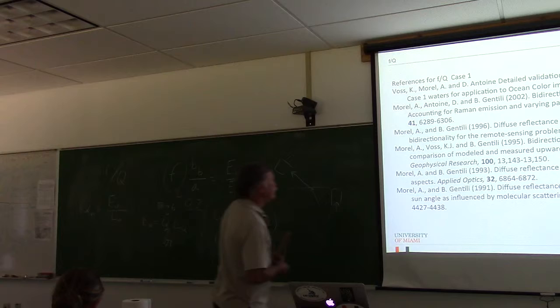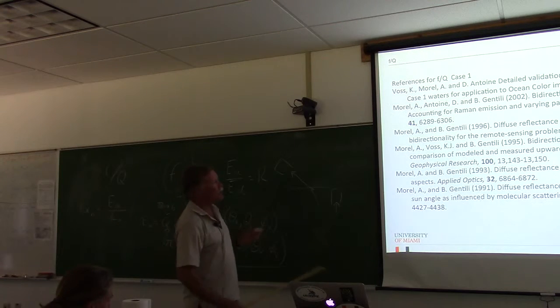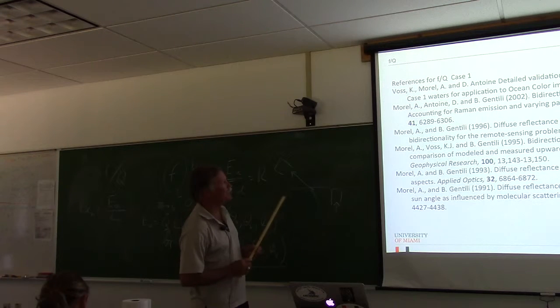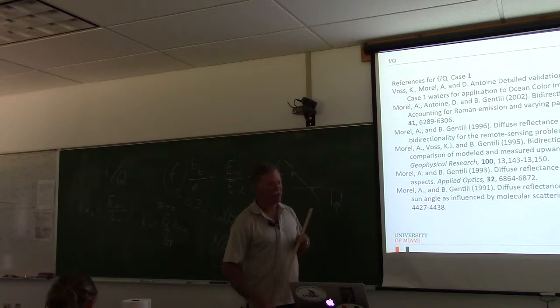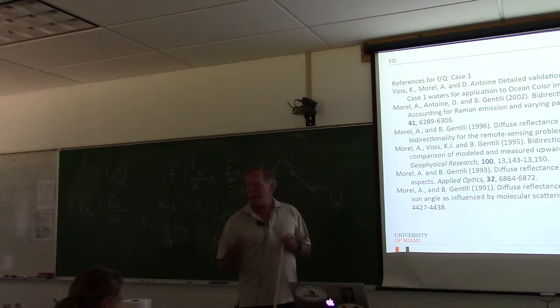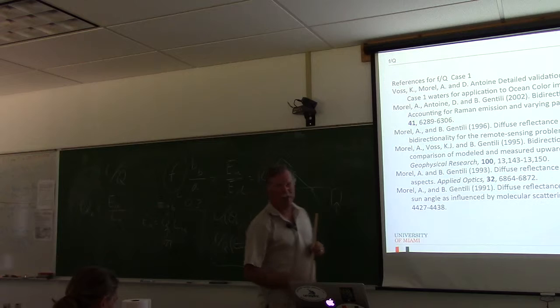The Morel tables were all derived for case 1 waters, where it was easy to index the water properties by the chlorophyll concentration. And here's a whole bunch of references for you that will be in the slides for the F over Q for Morel's corrections. They're the only ones I know of being used in satellite missions right now. And when somebody asked about the radiance distribution, this is why we put a lot of effort into measuring the upwelling radiance distribution, to validate these models back and forth.